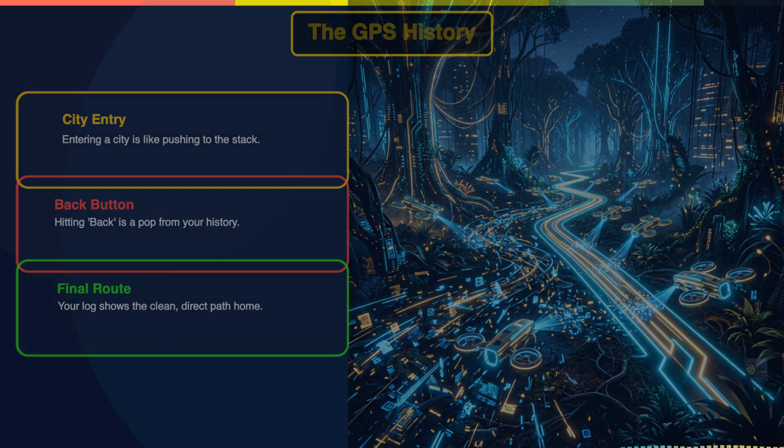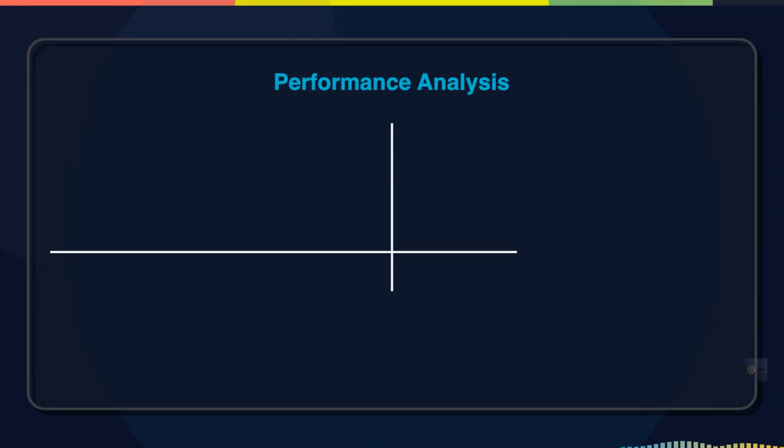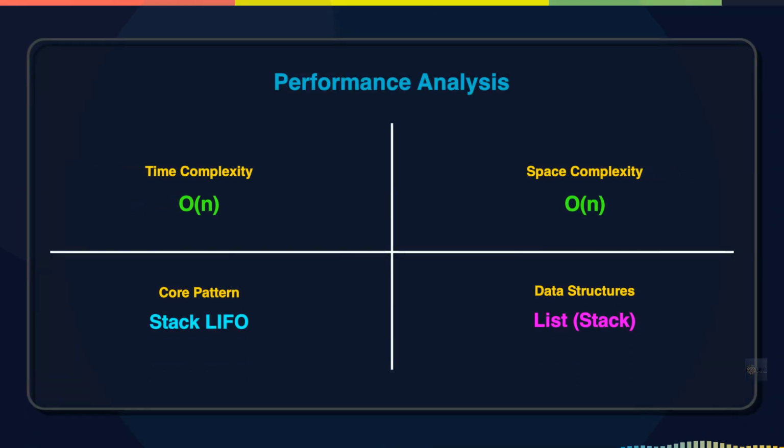Looking at the complexity, the time complexity is O(n), where n is the length of the path, because we process each character once. The space complexity is also O(n), as the stack could store all directory names in the worst case. And that is Simplify Path, mastered.